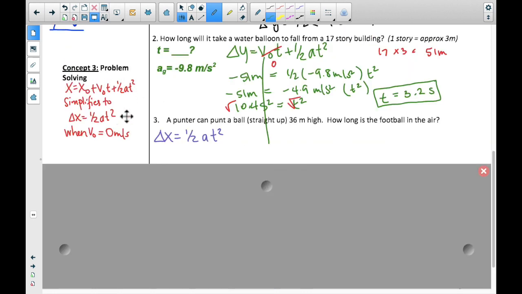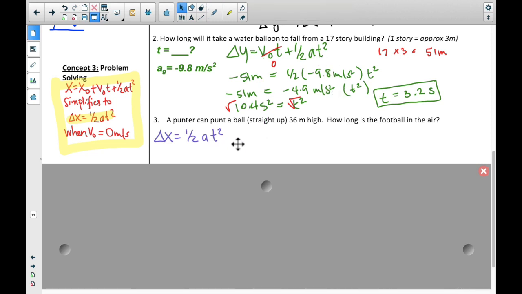I'm going to make a note in the margin, and you should make this note too, that this equation will simplify to this equation when your initial velocity is 0. So this is just a shorter version. You can use that same one. This top one is the one that's given to you on your AP equation sheet. This is a little bit simplified. So we can use that simplified version, and we've already used it a couple of times.